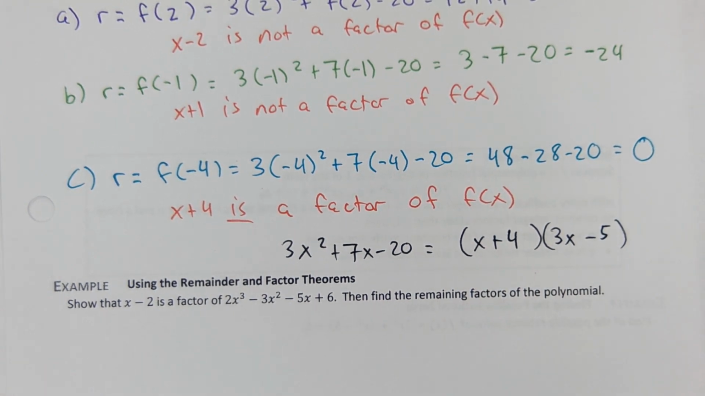Wasn't that convenient? So if you know one of the factors, finding the rest of the factors of a polynomial becomes much easier. What do you think about that? Can you handle that? Yeah?